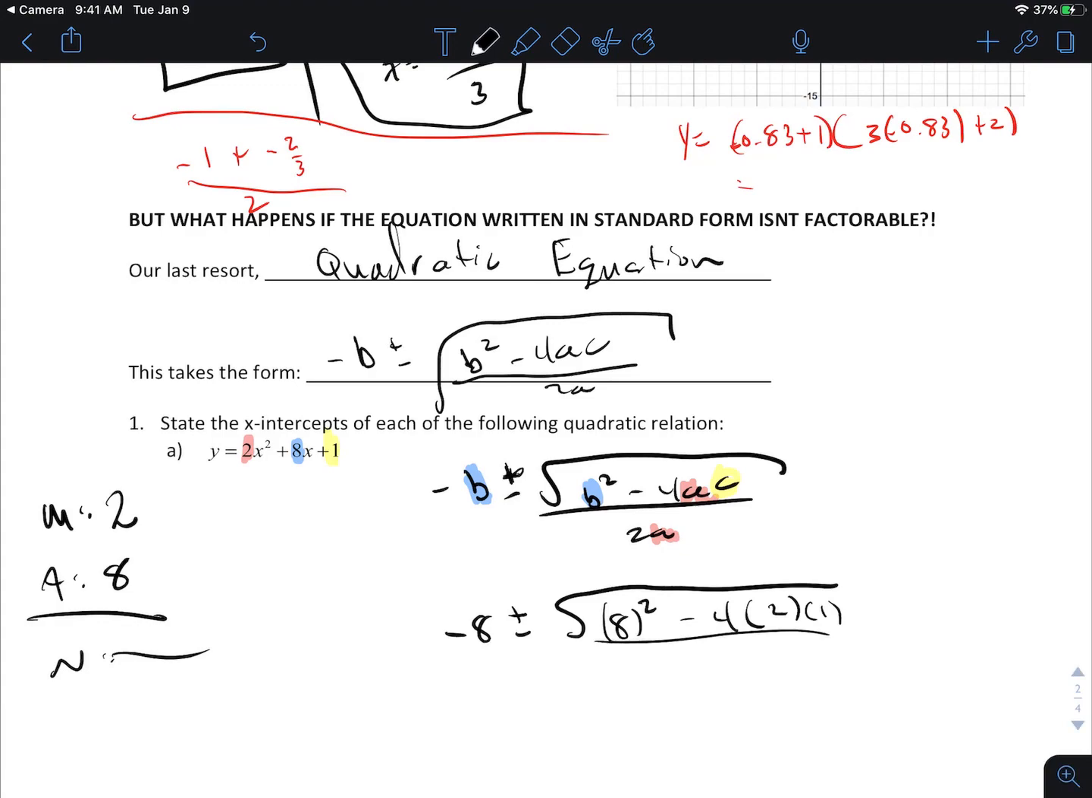Divided by, well, is it all over 2a? It is all over 2a. Yeah, sorry. All of that is over 2a. Sorry, everybody. The whole thing.